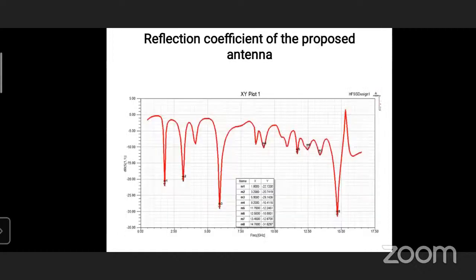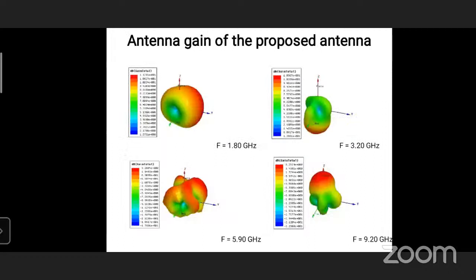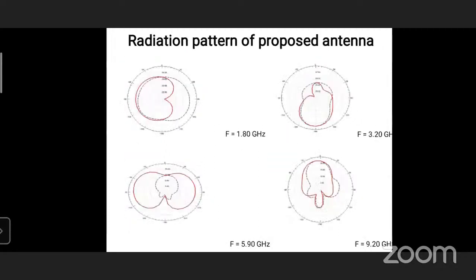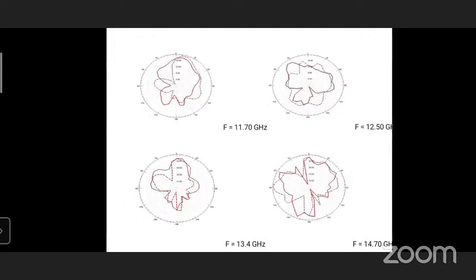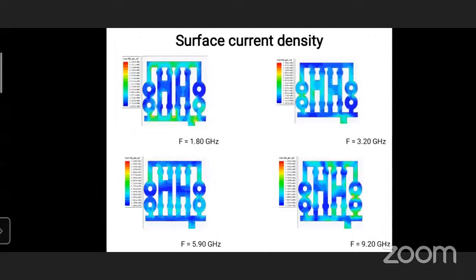This is the reflection coefficient of the proposed antenna. That is the simulated proposed antenna in the HFSS software. These are some of the simulated diagrams of the proposed antenna design. This is the antenna gain. These are the radiation patterns of the proposed antenna at each frequency. And these are the surface current densities of the proposed antenna at each frequency.